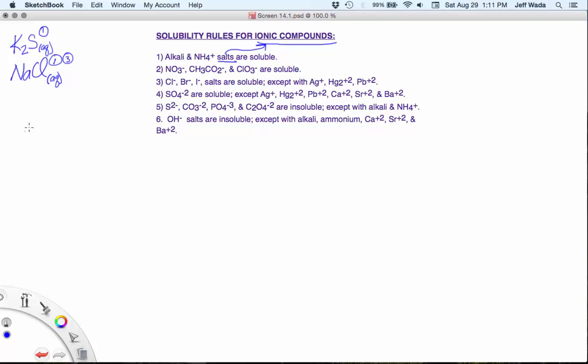Okay. Next example would be iron 3 nitrate. According to the rules, would this be soluble or insoluble? Well, there's no mention here about iron, but there is mention about nitrate. Rule number 2 says all nitrate compounds are soluble, so we put AQ. So it's soluble because of rule number 2. Sodium acetate. Let's try sodium acetate.